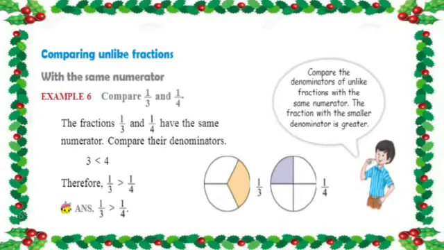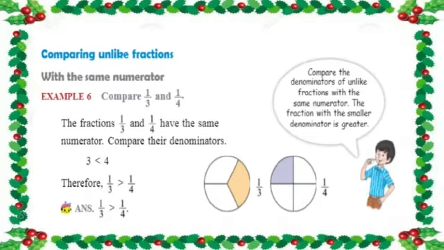Next we will compare unlike fractions. Unlike fractions means different denominators. When you compare unlike fractions, you have two types. One is with the same numerator and the other one is with different numerator. Let us see an example with the same numerator.